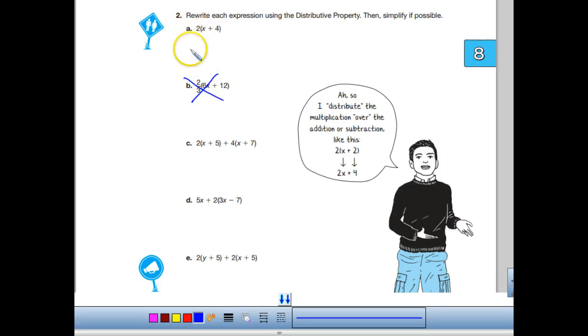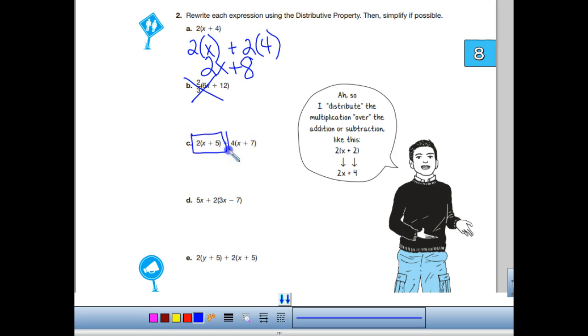So part A. Part A says I want 2 groups of x plus 4. So think about what that would look like with your algebra tiles. Do you agree that I would have 2 groups of x, and then I would have 2 groups of 4? So what do you think this is going to be equal to? 2x plus 8, right?